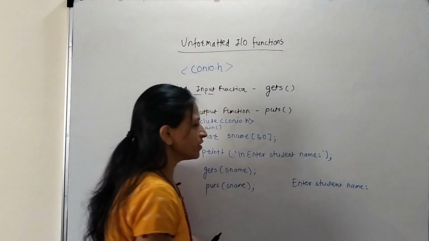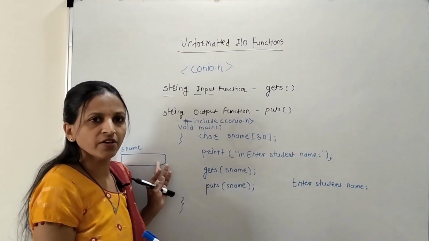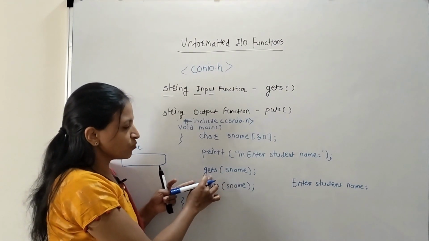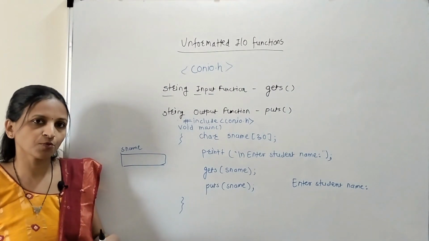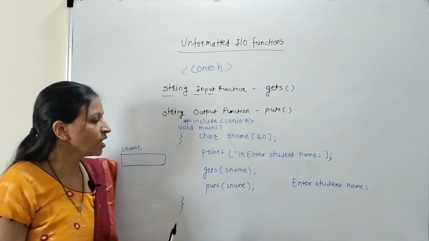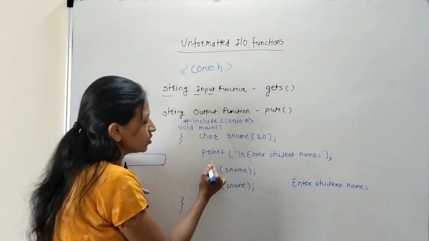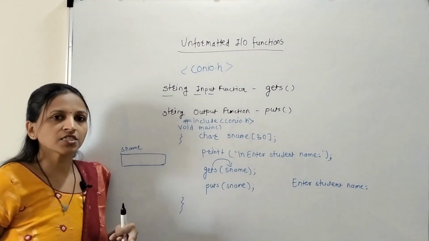Now the user will enter the student name, and that should get stored inside this sname variable. For that we have used this function, gets, because gets is used to accept a string from the user, to read a string, whatever the user enters through the keyboard. Now gets means get a string from the user and store it inside the sname variable. This is the meaning of this statement.